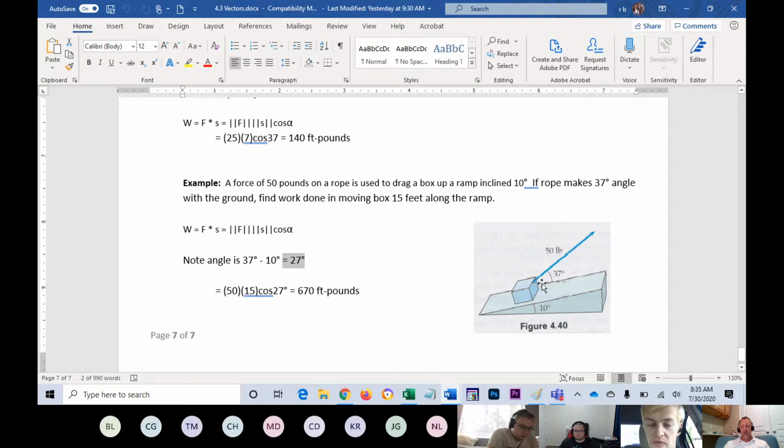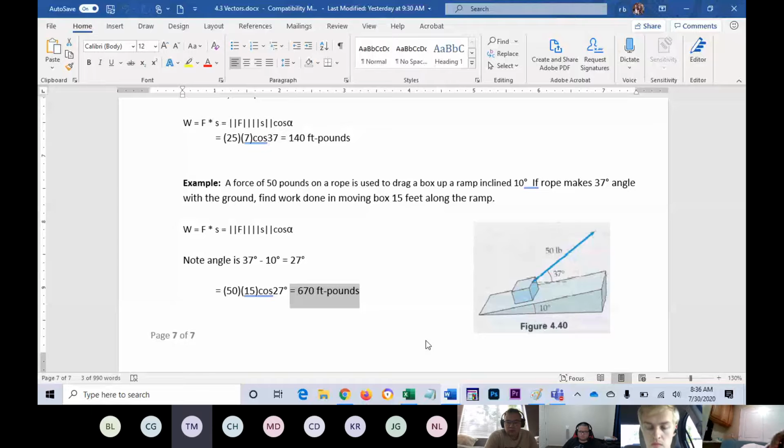Does that make sense? The way we've got the picture there, we're drawing that from the horizontal, not from the ramp. So you're going to take the 37 minus the 10, you're going to get 27 degrees. So it's simply going to be the magnitude of the force, 50 pounds, times 15 feet, times your cosine of 27 degrees, which works out to be 670 foot-pounds. Okay, does that make sense?